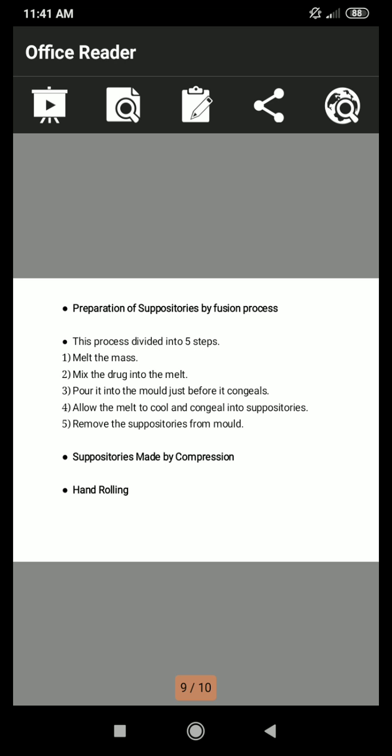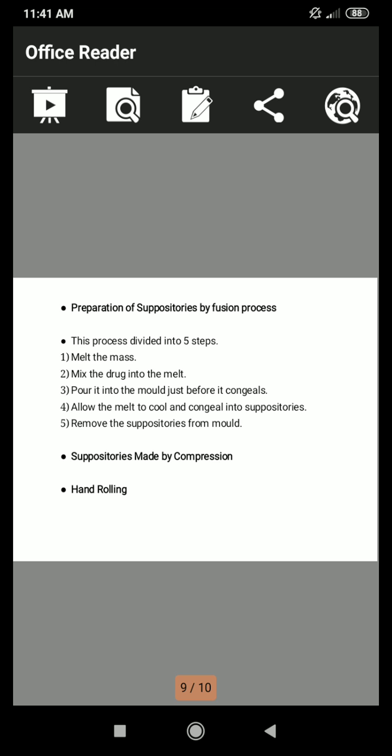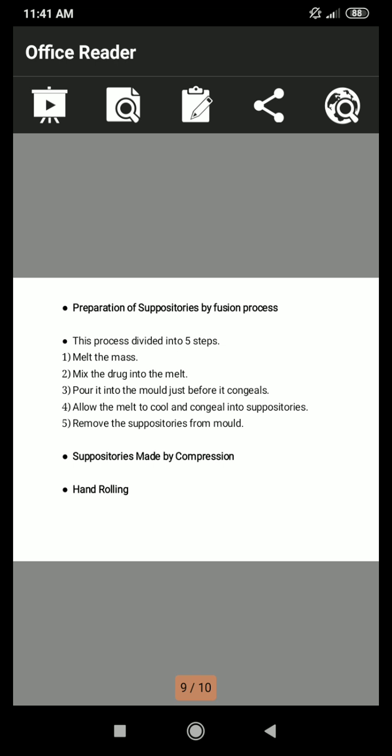Then next is hand rolling. Hand rolling is the simplest of the three methods, but it is suitable only if a small number of dosage units are to be prepared and if the formula is based in cocoa butter. The required amount of active ingredients is mixed with sufficient cocoa butter for the total formula, allowing about 2 grams of cocoa butter per suppository. If infant suppositories are being prepared, the average weight may be reduced to about 1 gram.